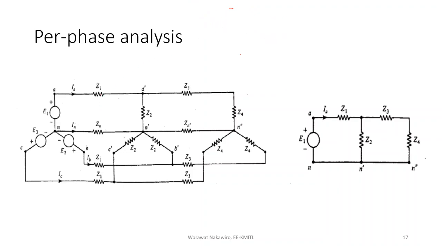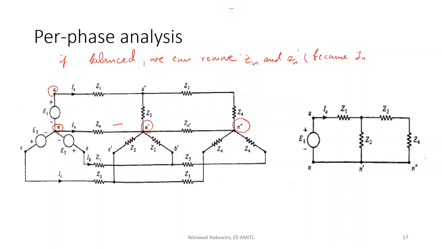So you can see that we're trying to extract just phase A with respect to the neutral. Then you can see the connection between all these neutrals. We have the neutral N prime and N double prime here. If the whole system is balanced, we can remove Cn and Cn prime, because In is zero. In from this picture is zero, and you can also denote the In prime over here, and In prime is also zero. Therefore you could remove this, right?